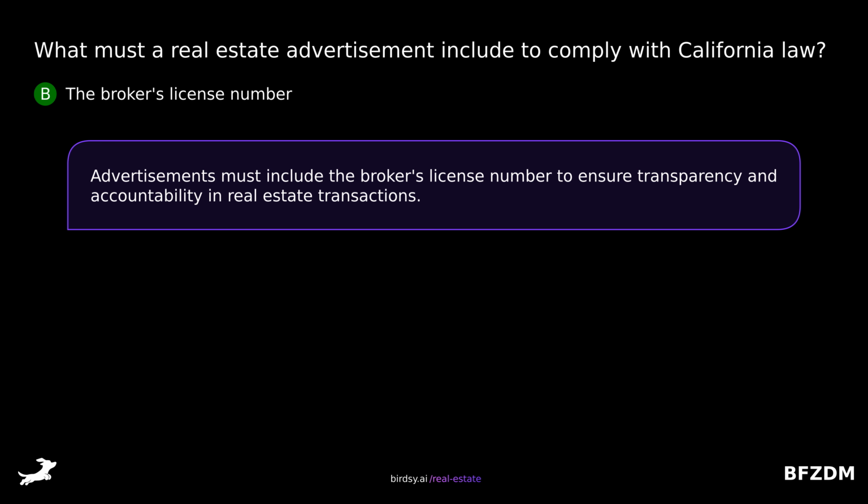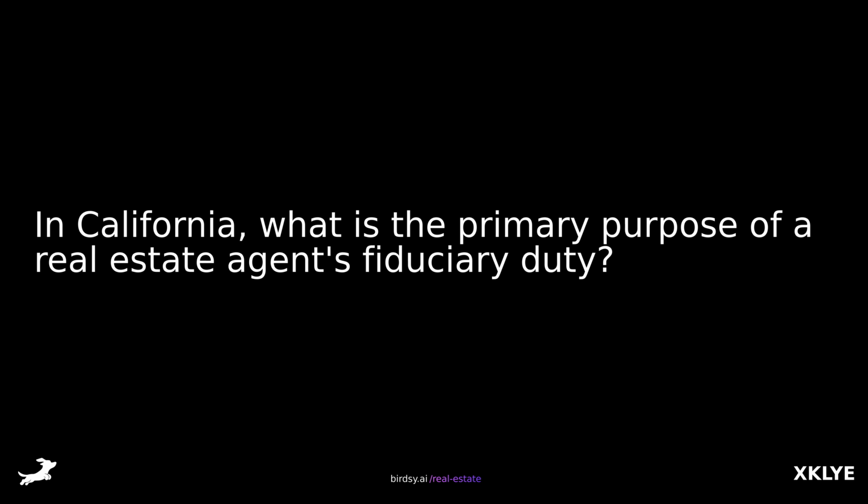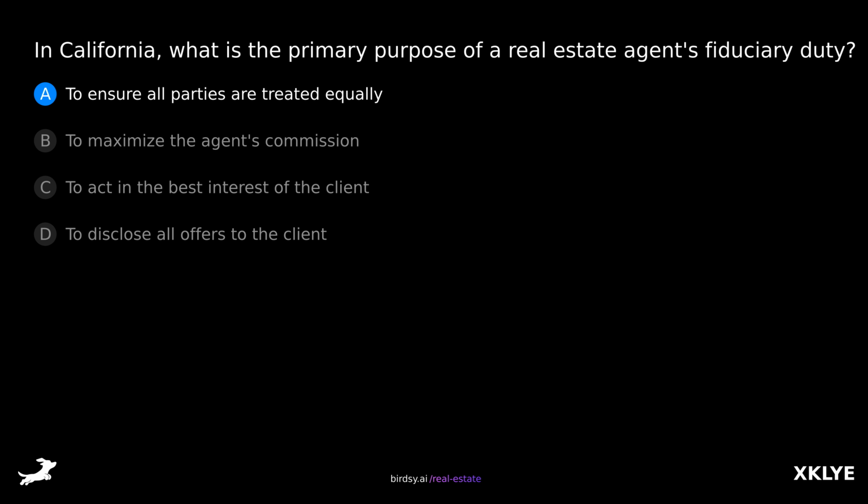Advertisements must include the broker's license number to ensure transparency and accountability in real estate transactions. In California, what is the primary purpose of a real estate agent's fiduciary duty? Is it A, to ensure all parties are treated equally? B, to maximize the agent's commission? C, to act in the best interest of the client? Or D, to disclose all offers to the client? The answer is C, to act in the best interest of the client.